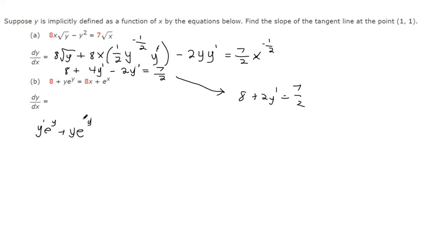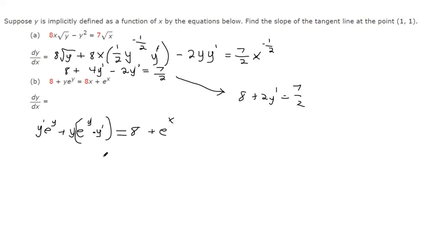But hold on, we're not done. This is still the derivative of the second function. We need to multiply this by y prime because of the chain rule. Okay. The derivative of e to the y with respect to x is e to the y, it's itself, because that's the derivative of an exponential function, times the derivative of the innermost function using the chain rule. And the derivative of 8x with respect to x is 8, and the derivative of e to the x is e to the x.